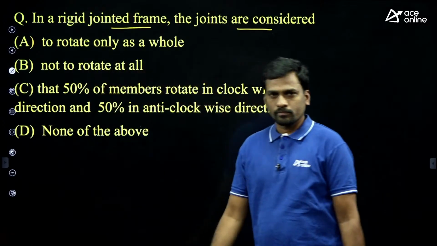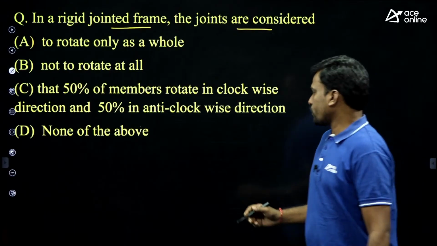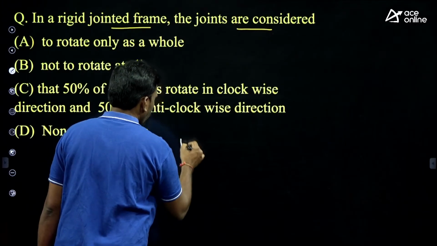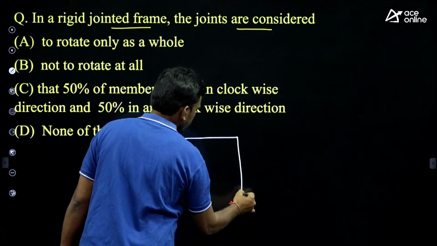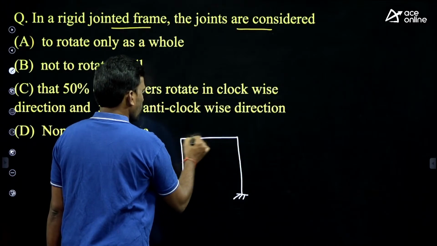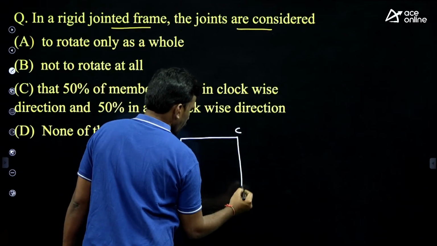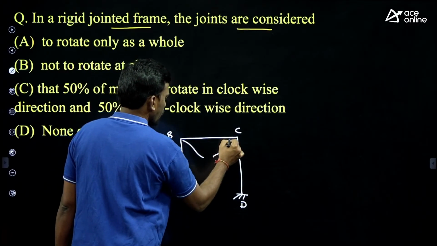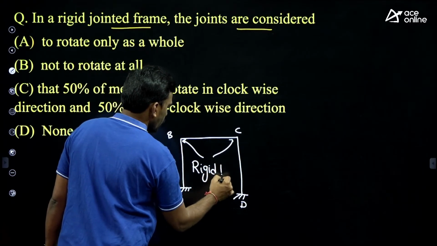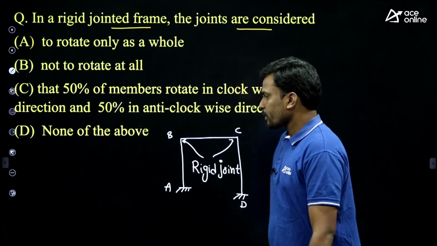In the first chapter, I gave the difference between a rigid joint and a pin joint. If the members are connected with more than a single bolt or welding, which joint is it? Rigid joint. Yes or no? Now here this column-beam joint is a rigid joint. So joints B and C are rigid joints.